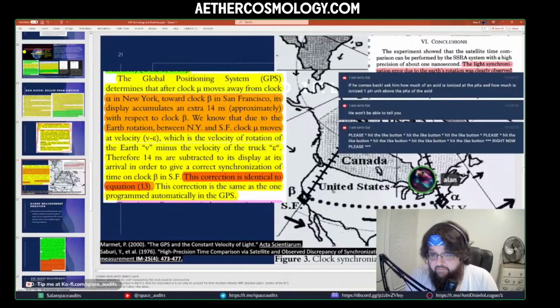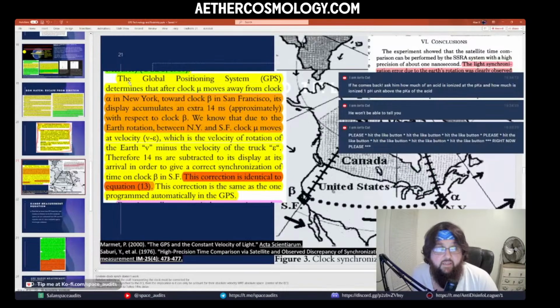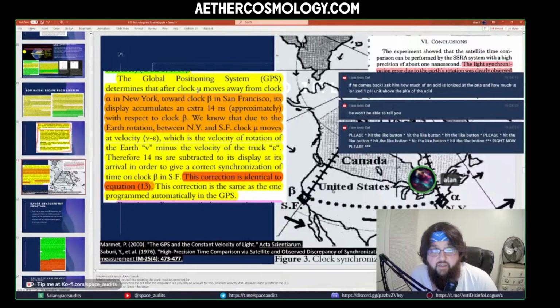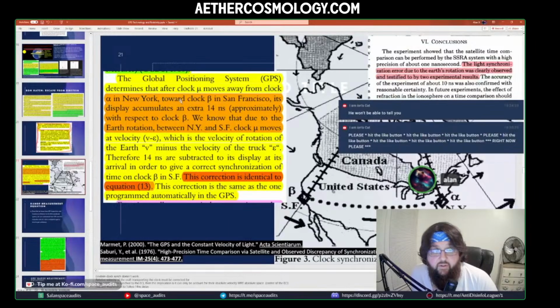So to make the graphic easier here, he does New York to San Francisco, but applies the same time scale reference. And he says, so let's see. The global positioning system determines that after a clock moves from clock A in New York towards clock B in San Francisco, its displacement accumulates an extra 14 nanoseconds, approximately, with respect to clock beta.